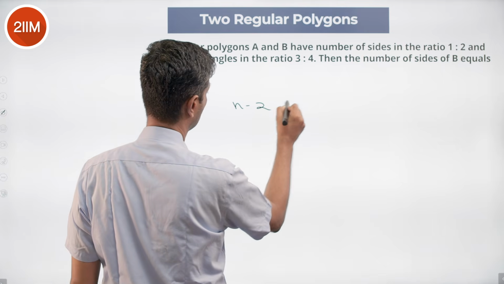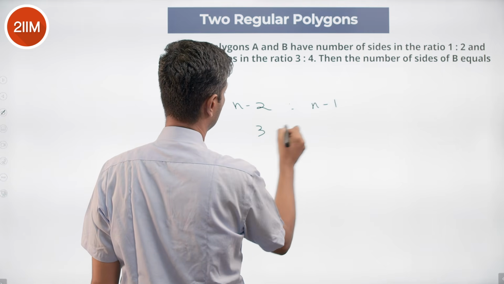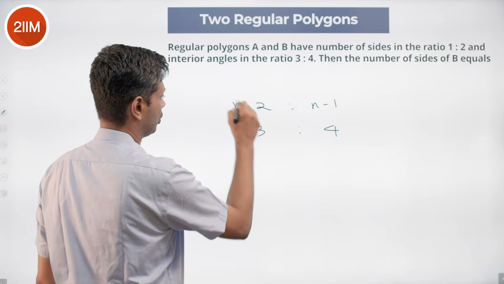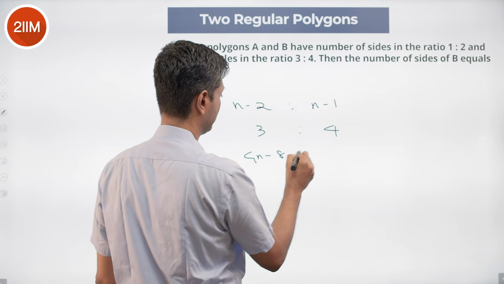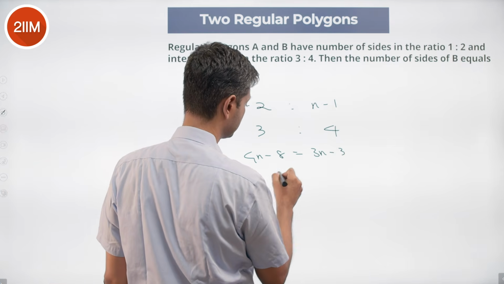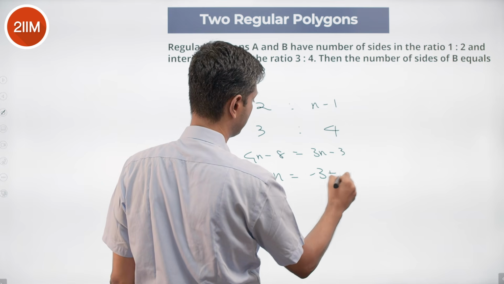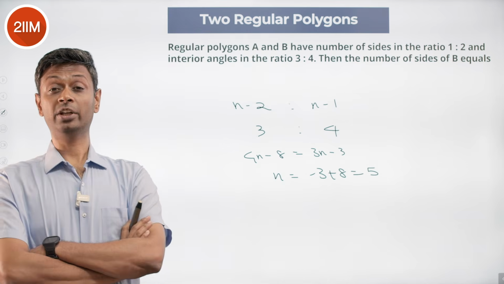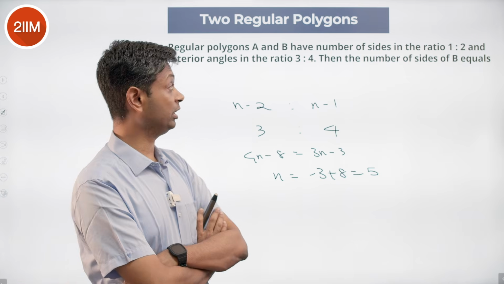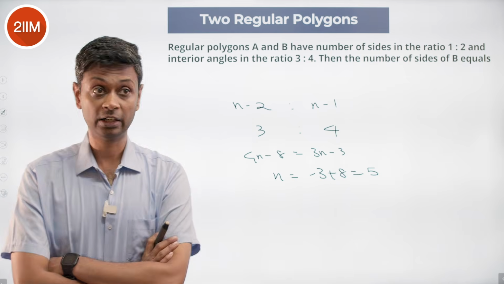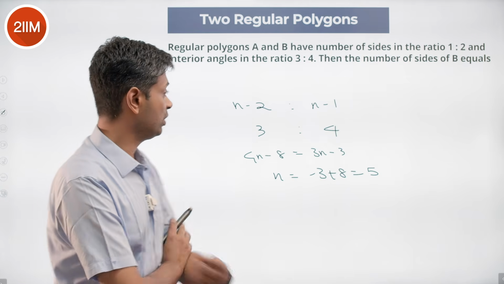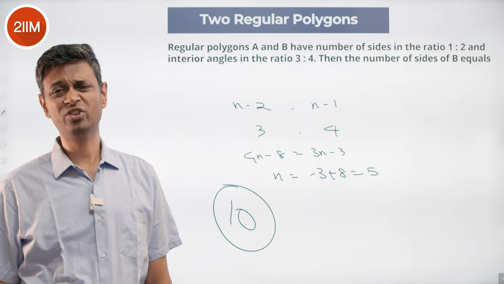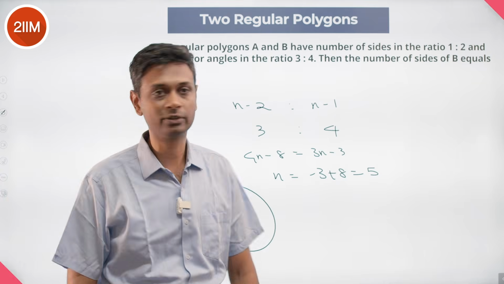n minus 2 is to n minus 1 is 3:4. You have to cross multiply and simplify. 4n minus 8 is 3n minus 3. n is minus 3 plus 8, which is 5. So polygon A is a 5-sided polygon, which is a pentagon. Polygon B is a 10-sided polygon, which is a decagon. Then the number of sides of B equals 10. Very mechanical question, very simple question. You have to look at it and knock it off.